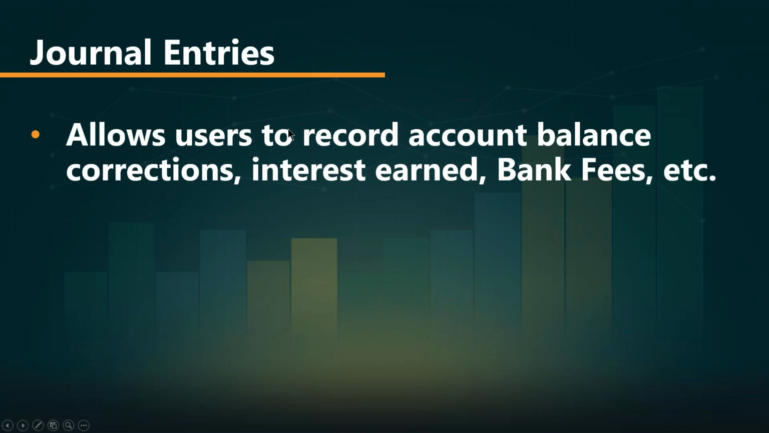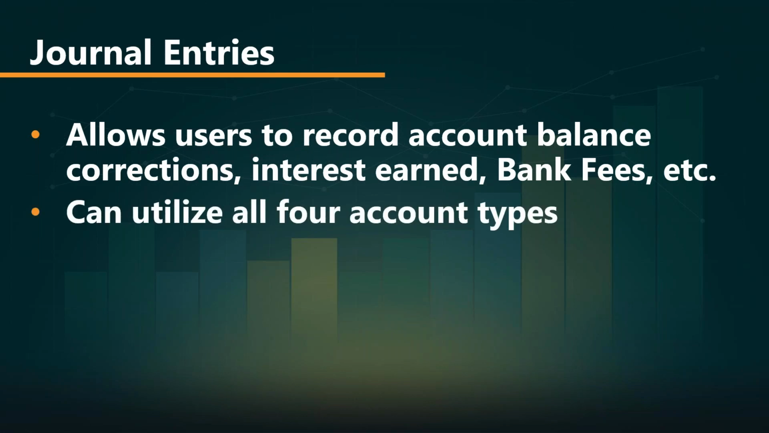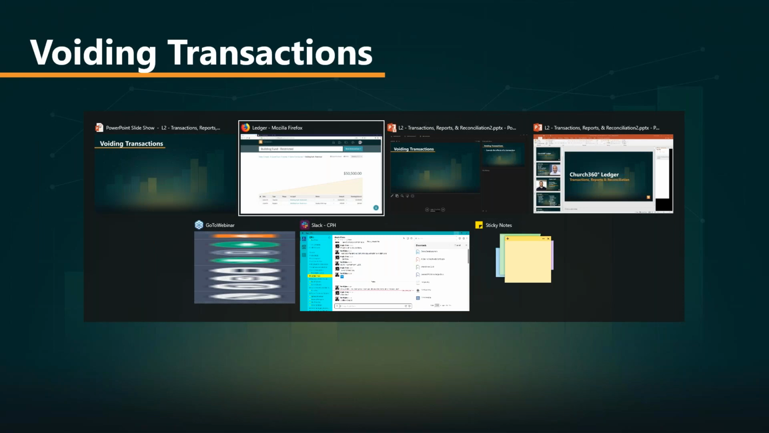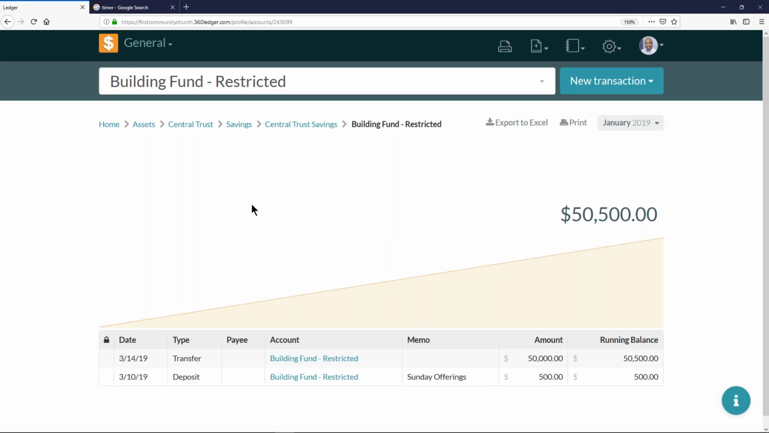Okay, so when we left off, we were talking about transactions, and we're going to take a look at journal entries now. Journal entries allow users to record account balance corrections, interest earned, bank fees, etc. They can utilize all 4 account types. So when you're working with journal entries, there's no limitations. And sometimes people use them for different scenarios.